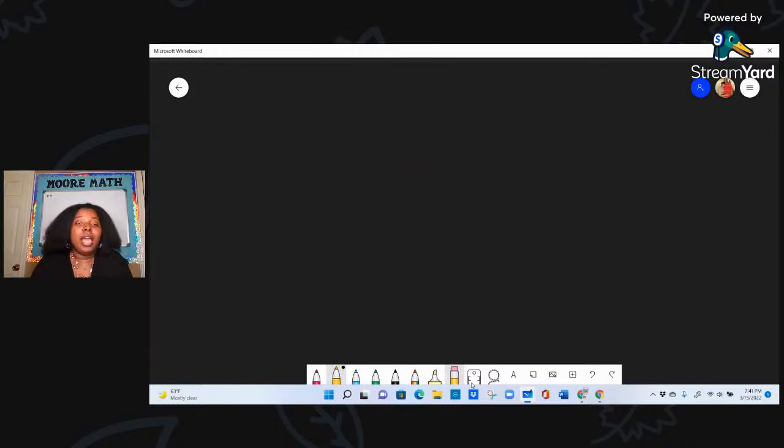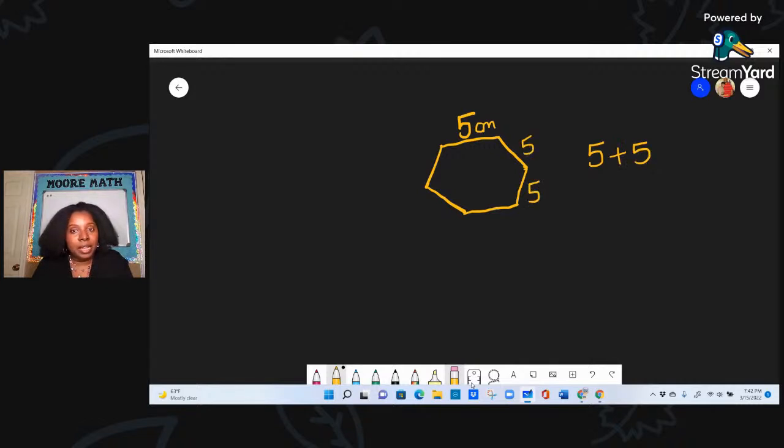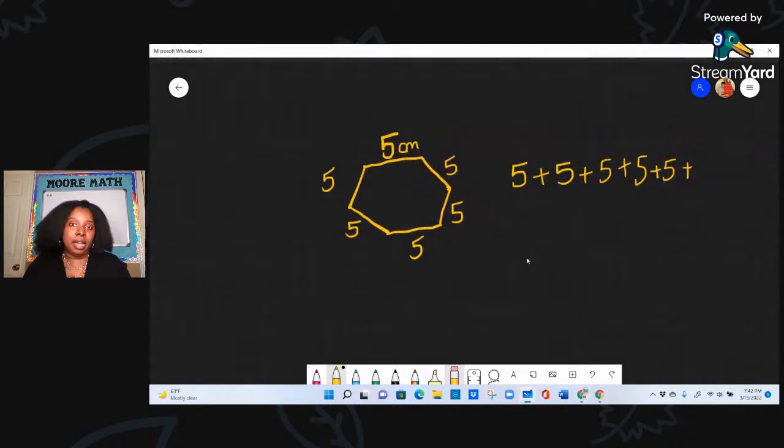So watch this. If we did a hexagon, 6 sides, and all 6 sides were the same, let's say they were 5 centimeters. You can add 5 six times, right? Because all of these sides are 5 centimeters, and we're adding all the sides. So you can add it 6 times, or you can just multiply by 6 since they're all the same size.